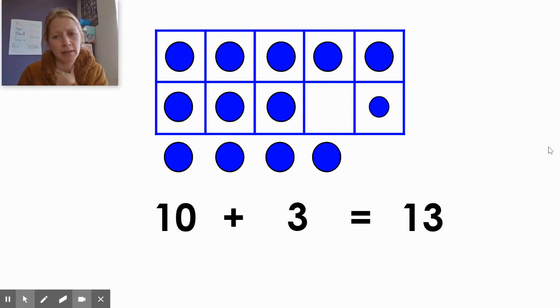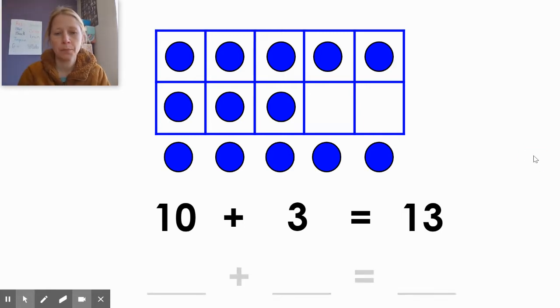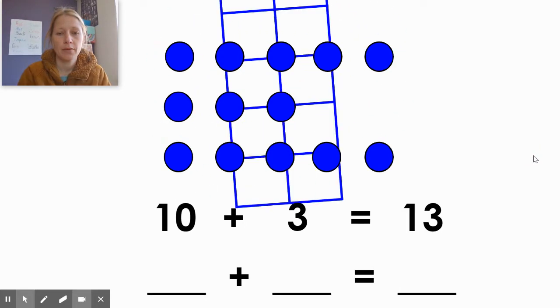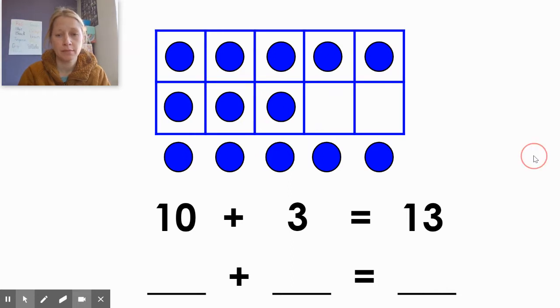Now I'm going to take 2 of my circles out of my 10 frame and put them with my ones. I still have 1, 2, 3, 4, 5, 6, 7, 8, 9, 10, 11, 12, 13. I still have 13, so I know my answer is still going to be 13, but my number sentence is going to be different. All right. I had one group of 10, and now I have 8, right? I had 10, and I moved 2 out, so now I have 8 represented in my 10 frame.